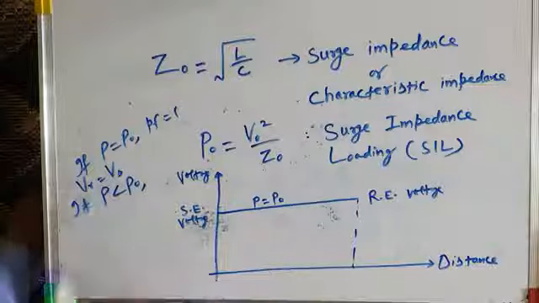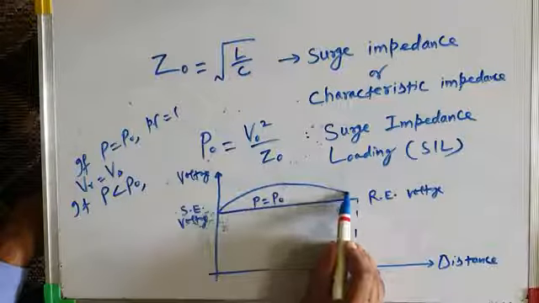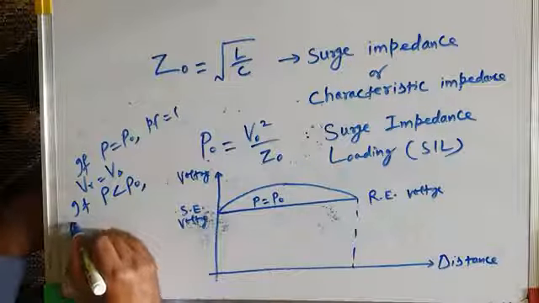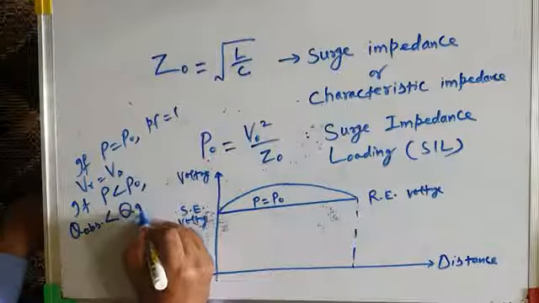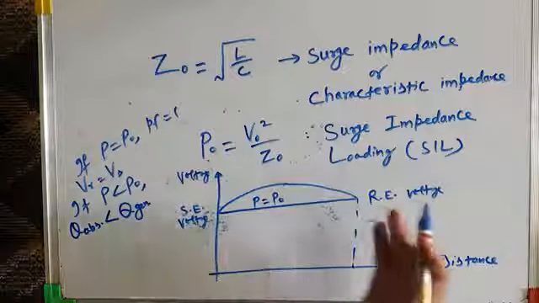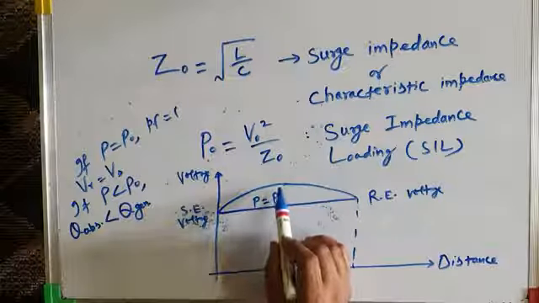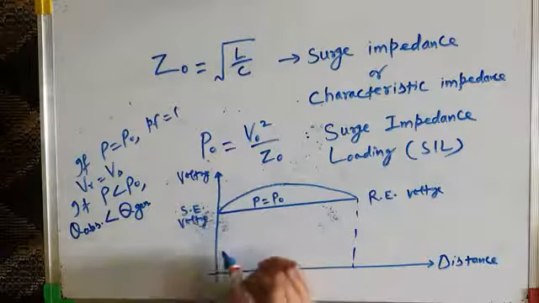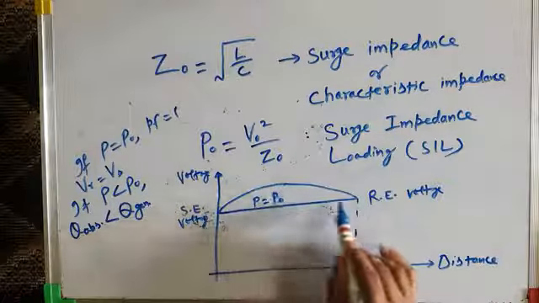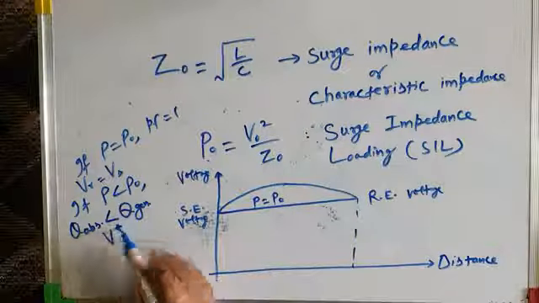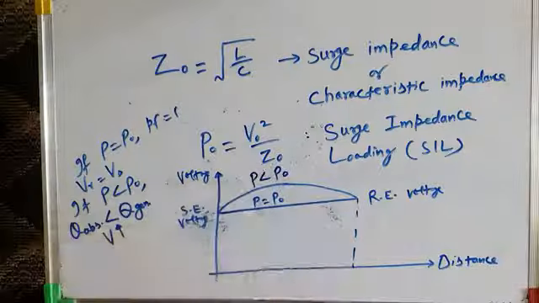Now, on the other hand, if P is less than P naught, if the loading of the transmission line is less than its surge impedance loading, then the voltage with distance will vary like this. In that case, the reactive power absorbed by the transmission line is less than the reactive power generated in the system. Some reactive power will be generated, some will be absorbed. Reactive power absorbed will be less than reactive power generated, so there will be excess capacitive reactive power over the line, and because of it the voltage of the line will increase. As you can see, with distance, voltage increases. So this is for P less than surge impedance loading P naught.